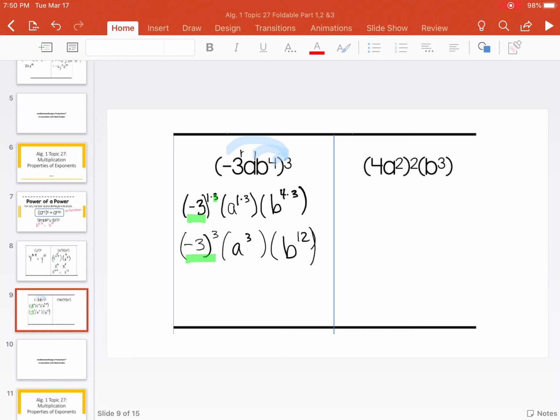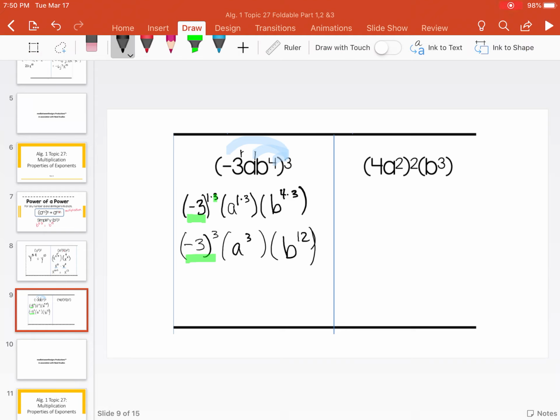So that's the same thing as negative 3 times negative 3 times negative 3. We know negative 3 times negative 3 is positive 9. Bring down that negative 3 again, and we get negative 27. So this is going to give us negative 27 a cubed b to the 12th. And that's our first thing here.